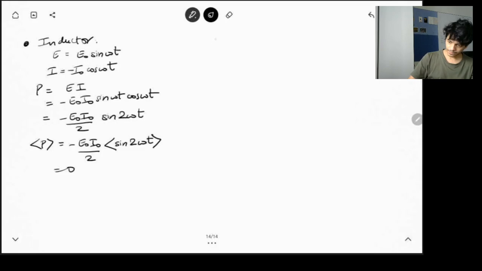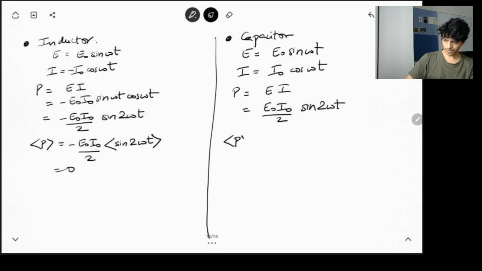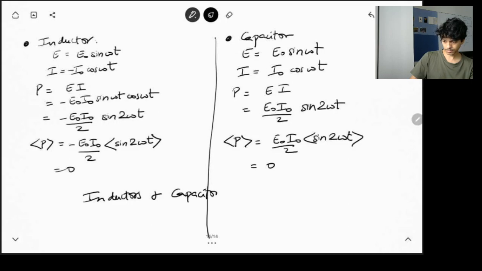And we can do the same thing with a capacitor, where E is E0 sine omega t, I is I0 positive cosine omega t this time. So the power is, just cutting short one step, the average of P is once again given by the average of sine 2 omega t, which is 0. So based on these two, we say that inductors and capacitors are non-dissipative elements.